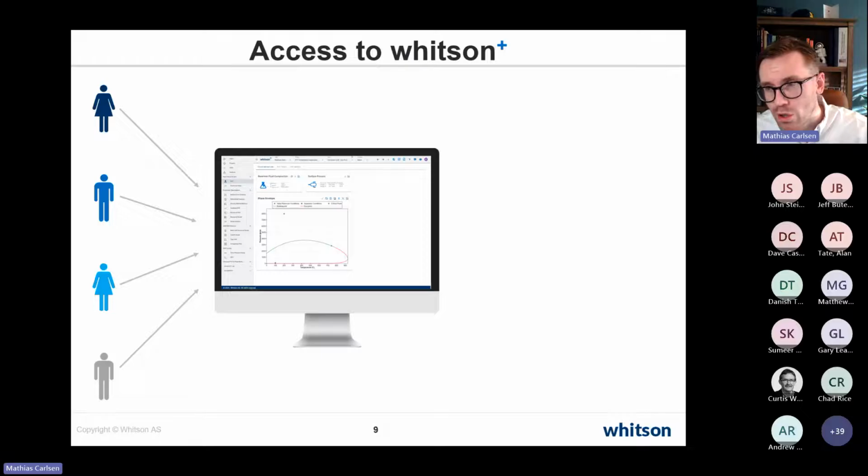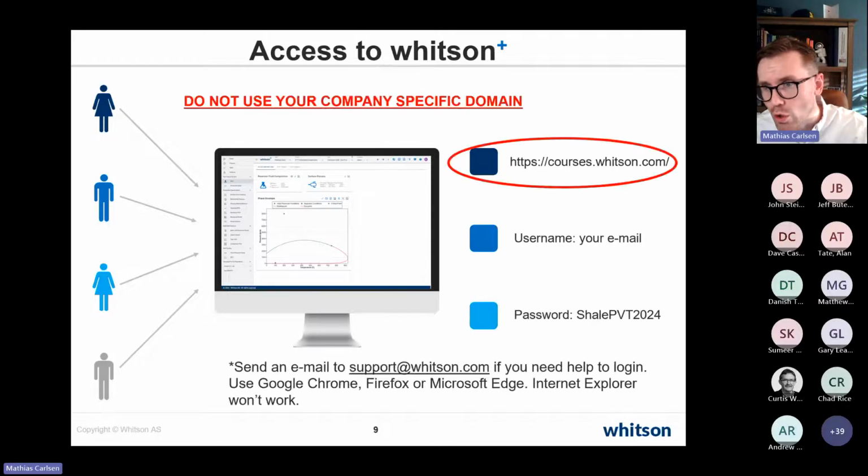Great. And I mentioned this already, but just make sure that you have access to Whitson Plus. Most of you actually have access to Whitson Plus through your company. But this is a different domain, dedicated for courses, and there's a field there that we're going to use for the exercises. But there's no usage of that until we get to later in the class.